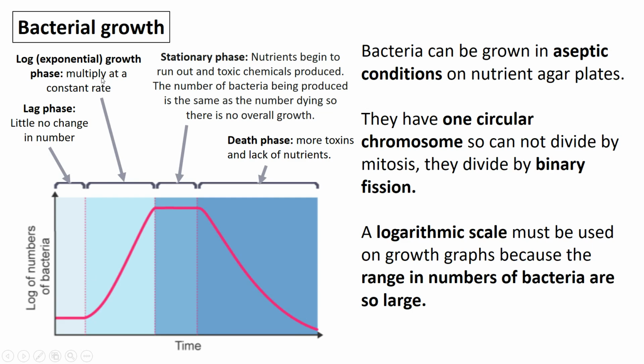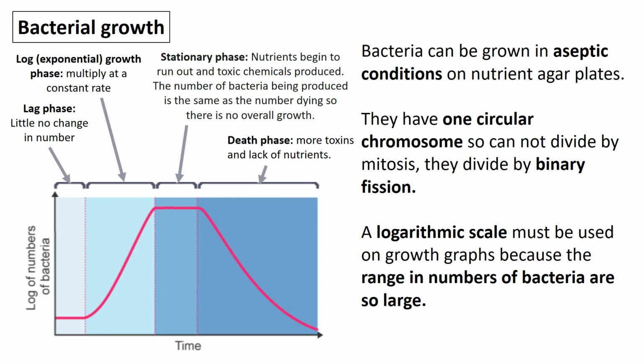Then you get the log phase of growth, which is basically your exponential growth, where they are multiplying at a constant rate, quite rapidly as well. Eventually, they start to run out of nutrients, and they also produce toxic chemicals. So the number of bacteria being produced is the same as the number dying.